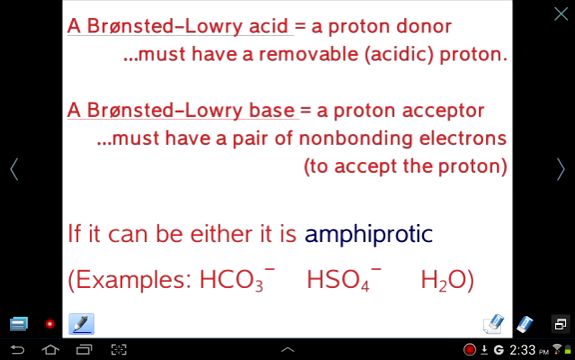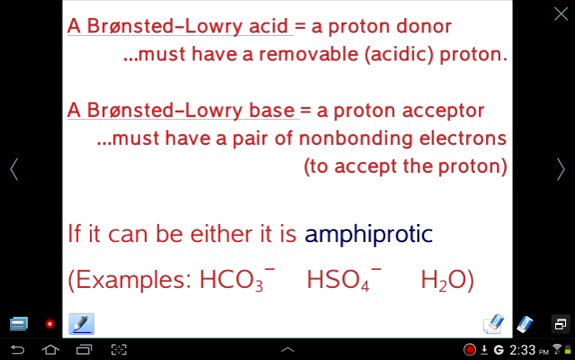Later on, the definition was modified slightly because the original definition only held for aqueous solutions. You had to be in water in order for an acid to really be called an acid. But it turns out that's not the case. There are many substances, notably bases, that can actually act outside of water and still do the same thing, still produce OH minus, for example. Or I'm sorry, not produce OH minus, but still act as a base.